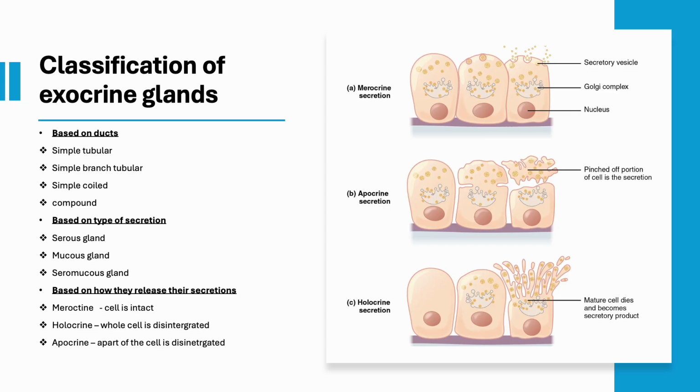Apocrine, there is a pinching off of a portion of the cell in the secretion. Then holocrine, there will be destruction of the whole cell. So in merocrine, the cell is intact, just diffusion of things across it. Apocrine, it will pinch off, so part of the cell will be pinched off during the secretion. Holocrine, the whole cell will be destroyed during secretion.